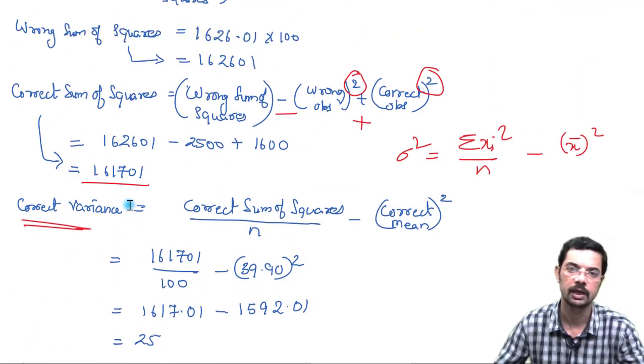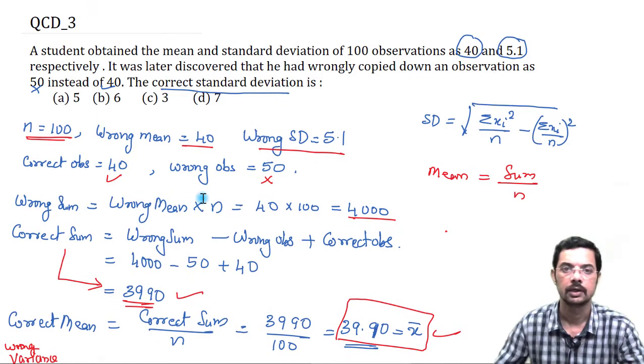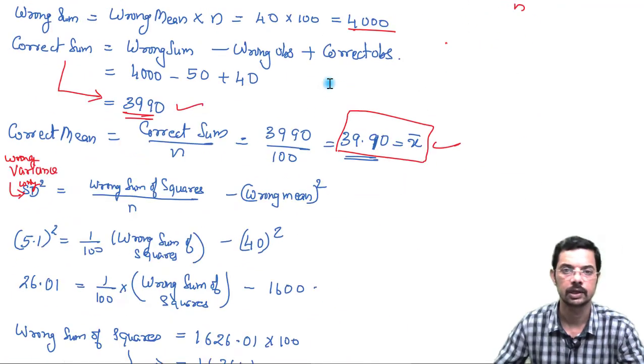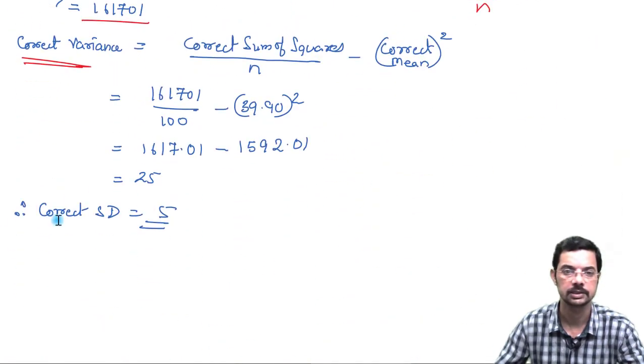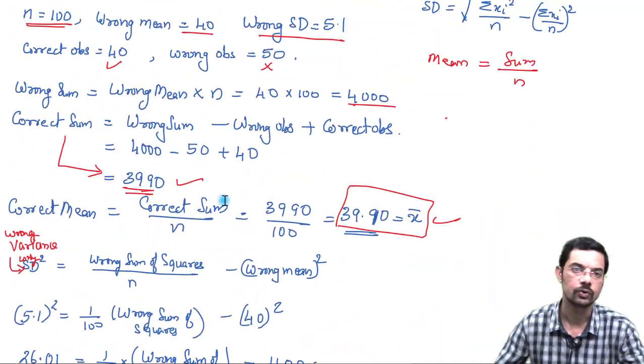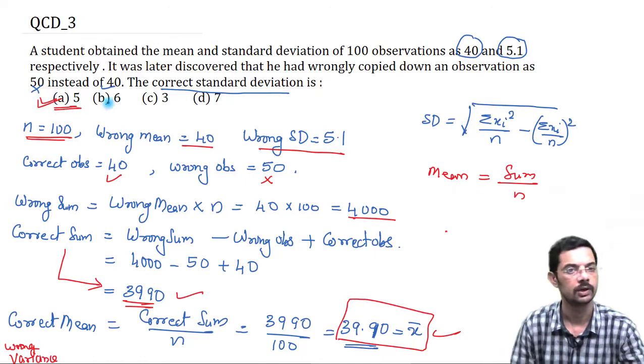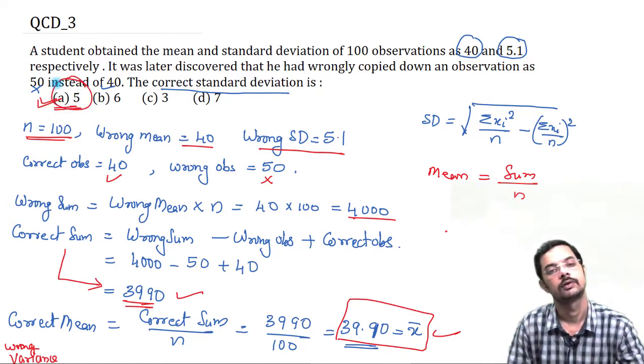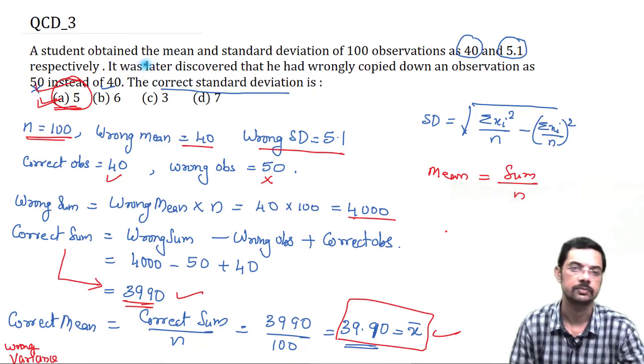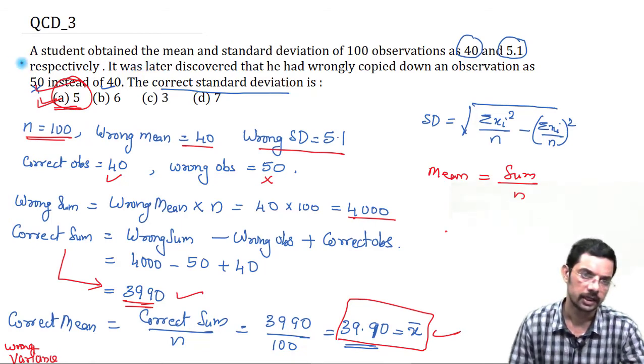And what we have been asked to find is the correct standard deviation. So the corrected standard deviation here in this case is 5. So option A is your correct answer. Option A, 5, is your correct answer. Next problem.